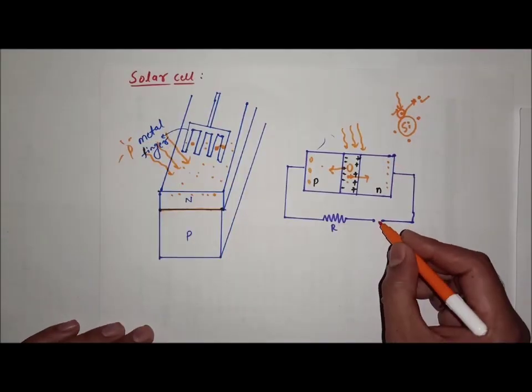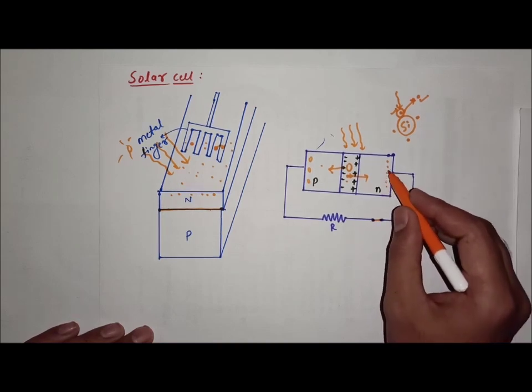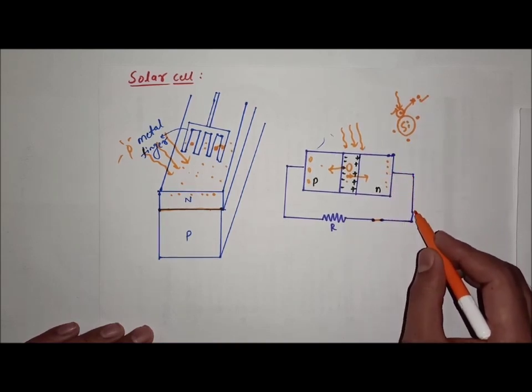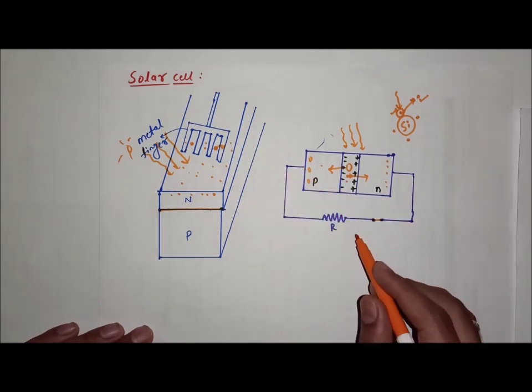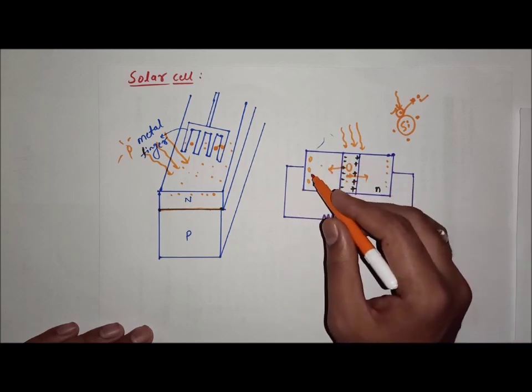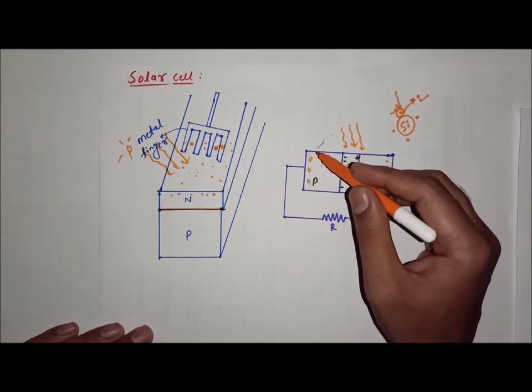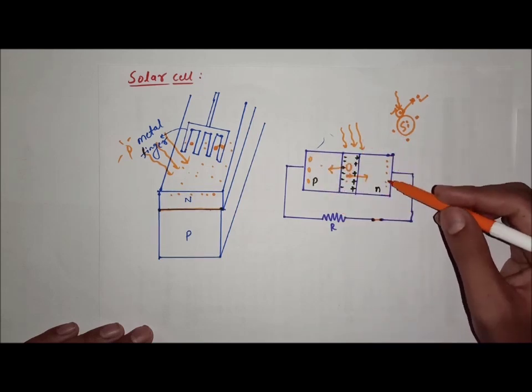Now if you close this circuit, what happens? The electrons from this side start moving to the other side and produce current in the circuit. So it acts as a solar cell. Why is it called a cell? Because one side is positive and the other side is negative.